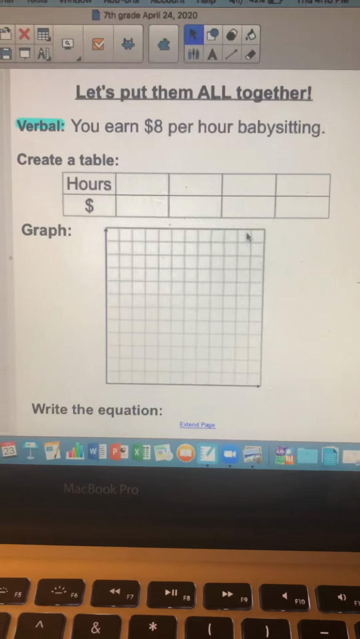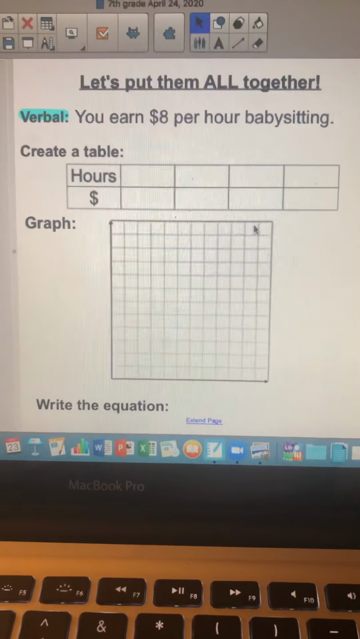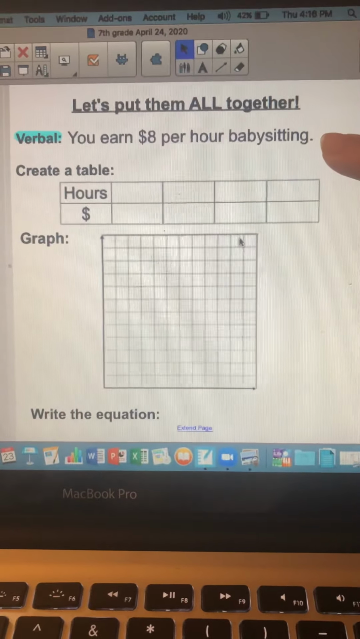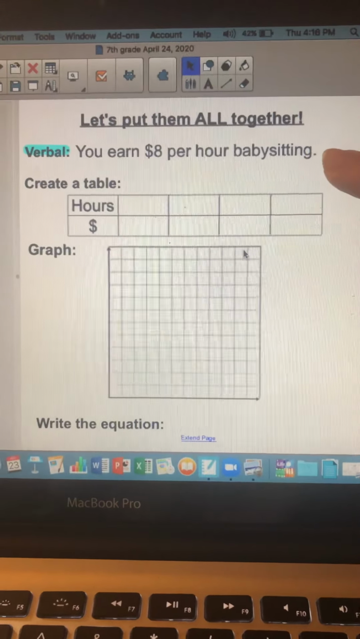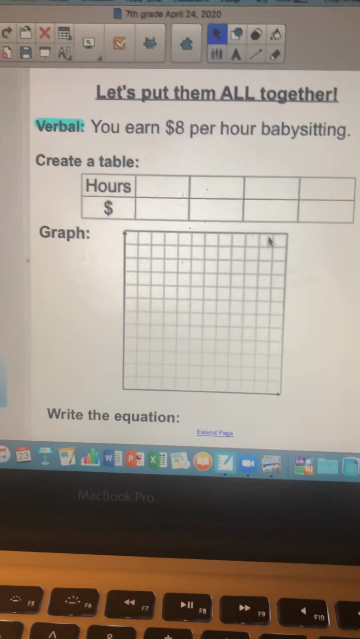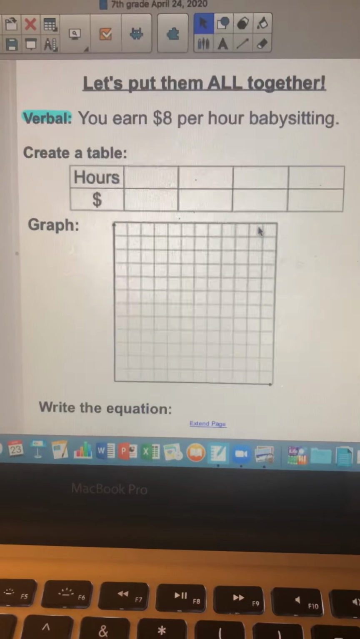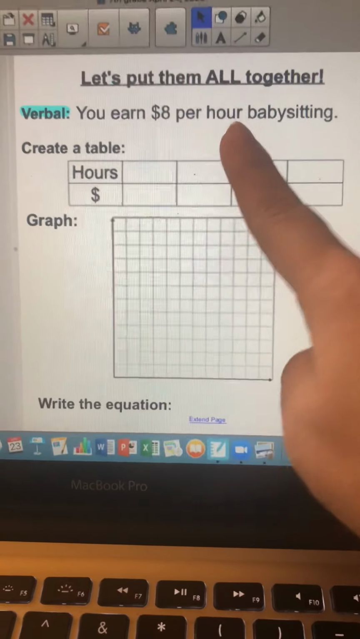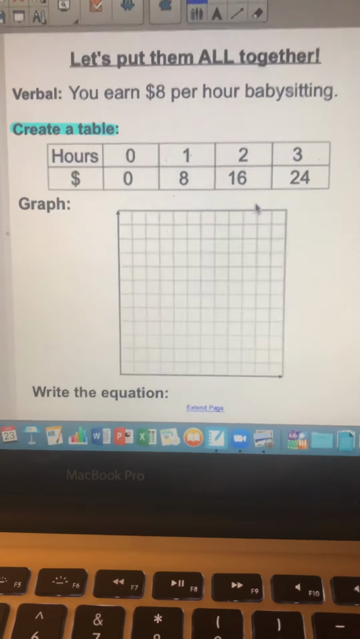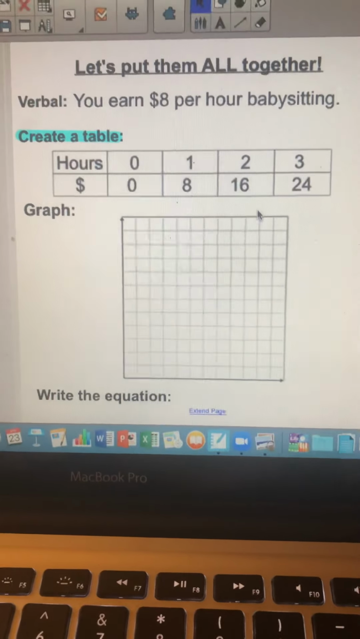We're going to be doing something like this next week, so we wanted to give you a preview of it today so that you have an idea of what to expect on Monday. So you're going to be given a verbal situation. You earn $8 per hour babysitting. You're going to take that and create a table. So in your table, if you work 0 hours, you would have $0. And then from there, you're going to increase according to the rate per hour that you're getting paid. So that would look like this, right? For every 1 hour, you're getting paid $8, and it would keep increasing as the hours go on.